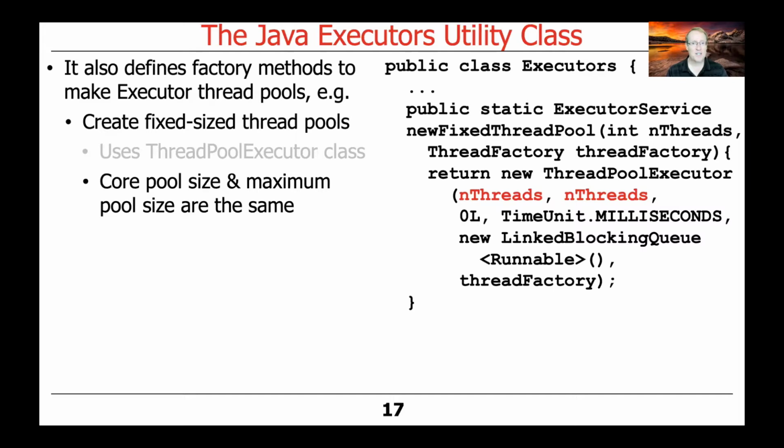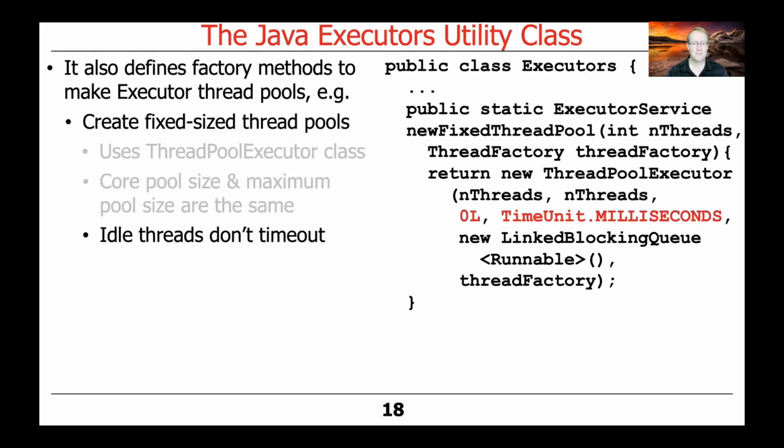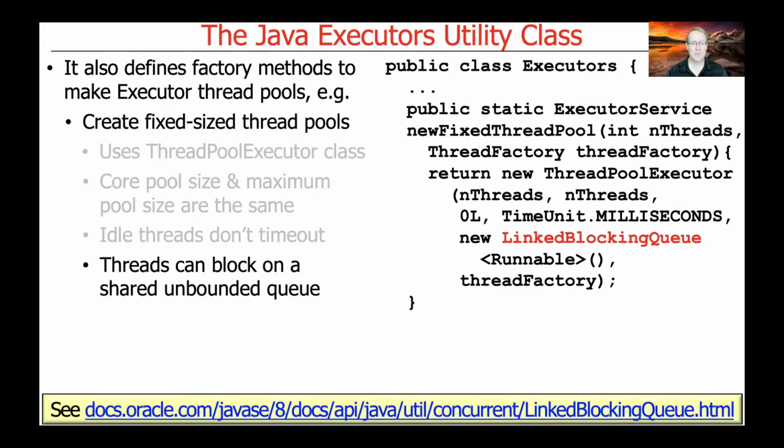And for a fixed size thread pool, the core pool size, which is the number of threads you always have to have, and the max pool size are defined to be the same, which is the n threads parameter that's passed in to the newFixedThreadPool factory method. It also takes another pair of parameters that give the timeout values. By indicating 0, it says these threads don't ever time out. So the threads that are in the pool, once they're created, stick around, and that's what makes them a fixed size thread pool, because they're never changed.